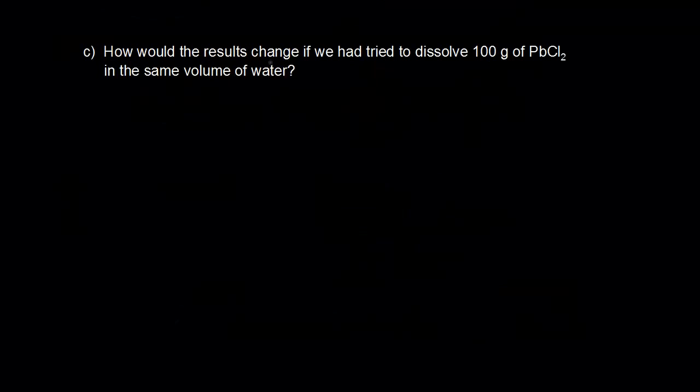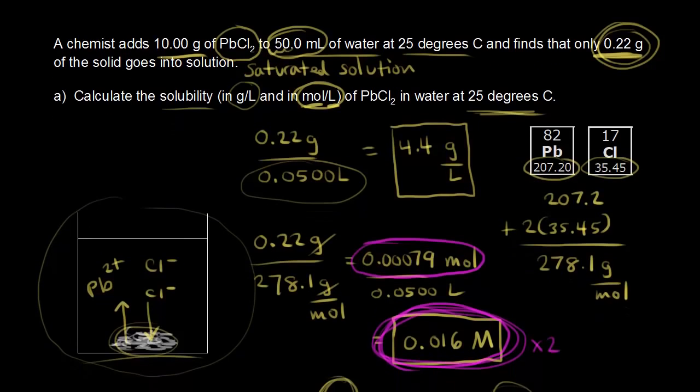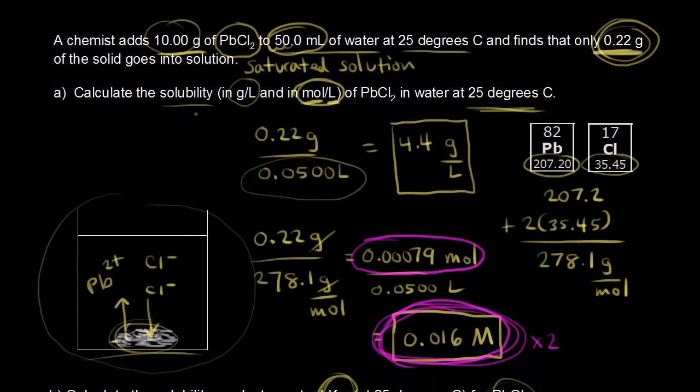And finally, let's just talk about what would happen if we had tried to dissolve 100 grams instead of our original 10 grams of lead 2 chloride in the same volume of water and at the same temperature. So let's go all the way back up to the beginning. Instead of 10, let's talk about 100. Well, still only 0.22 grams would dissolve in our 50 milliliters of water. So we would have a bigger pile of undissolved lead 2 chloride. But since we're still only able to dissolve 0.22 grams, the molar solubility would stay the same.